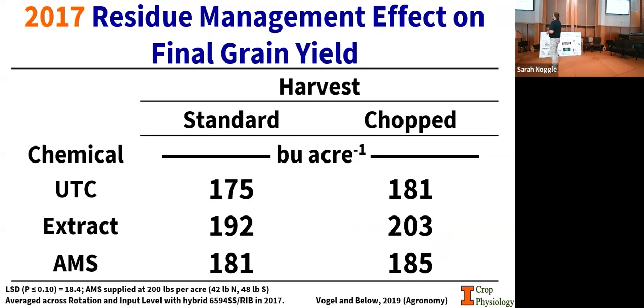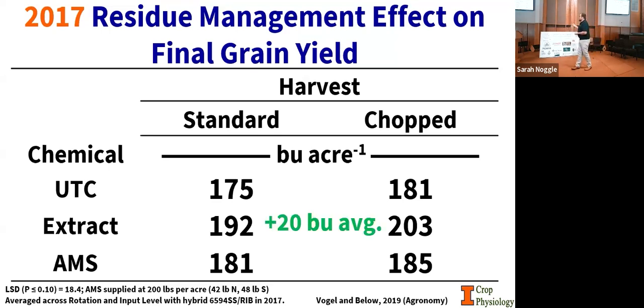That's where we look at things like maybe an untreated control, UTC. Extract was a microbial extract. The idea here is just to put some metabolites out, goodies, sugars, amino acids, no living microbe, but give them the food they like to then stimulate them to go after the residue, and then just broadcast ammonium sulfate. This was a 200 pound per acre rate, so about 48 pounds of sulfur, 42 pounds of N in the fall. These are all fall treated. So there are those yields.